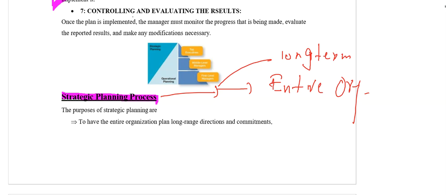So first of all, we will see the purpose of strategic planning. The main purpose, or first purpose, of strategic planning is to give the entire organization long-term range, direction and commitments.